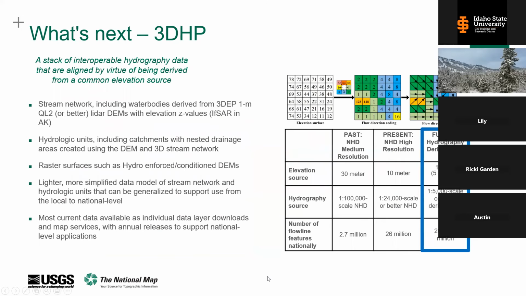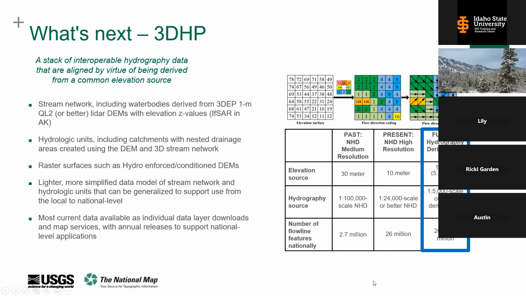So where are we going next in the hydrography world at USGS? We are moving into 3DHP, or the 3D Hydrography Program. The goal of 3DHP is to have a stack of interoperable hydrography data that's aligned by virtue of being derived from a common elevation source. Taking a look at this table, as we move into the future, our elevation source is going to be standardized at 1 meter in CONUS, 5 meter in Alaska.